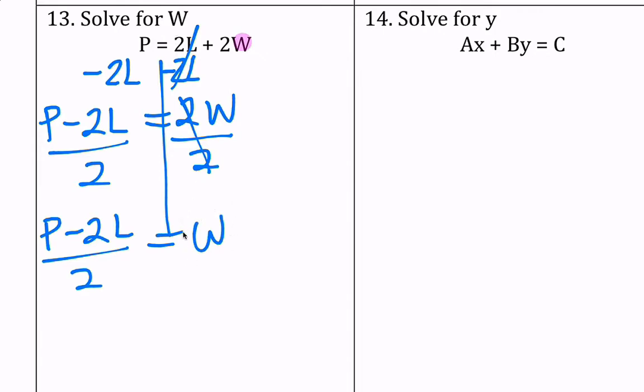Notice we wanted w by itself, and we have it by itself, so all the work is done. Let's just write it properly. So I know w is equal to p minus 2l, all divided by 2.